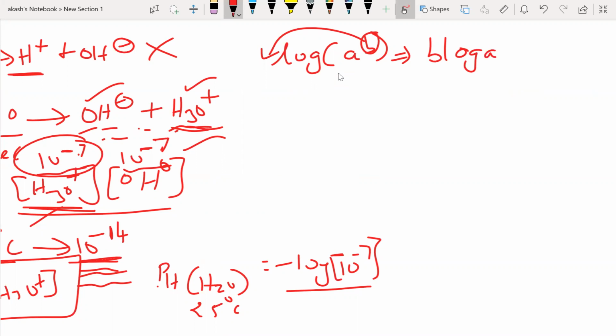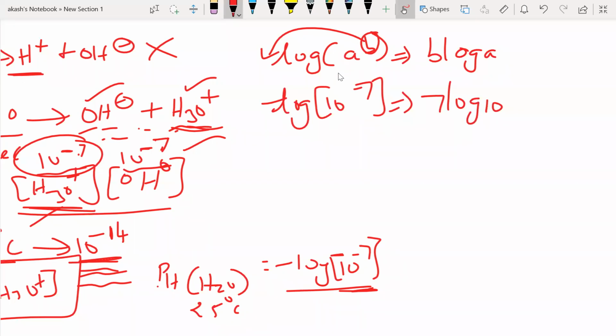Now, if I apply this particular thing, what will happen? Basically, I have minus log of 10 to the power minus 7. If I bring the minus 7 to that side, minus and minus get cancelled. So basically, I will have 7 log 10. So 7 log 10, what is the log 10 value? Anybody remember? What is the log 10 value?